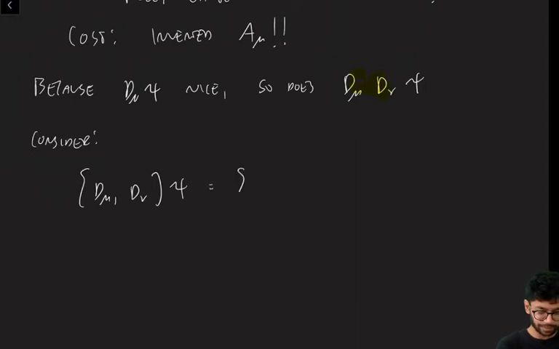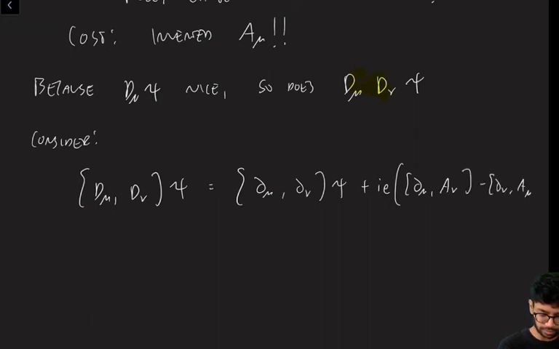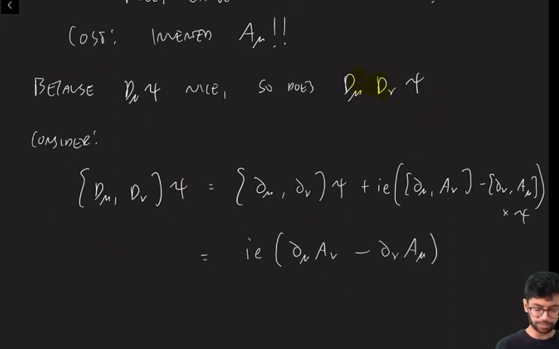So what is this? If you expand it out, you'll see that there's a term here coming from the commutator of the partials. And then there's a term coming from the commutator of these. This whole thing multiplies psi. Okay. And then if you work this out, you can see that this whole thing just becomes i e times partial mu A nu minus partial nu A mu acting on psi.